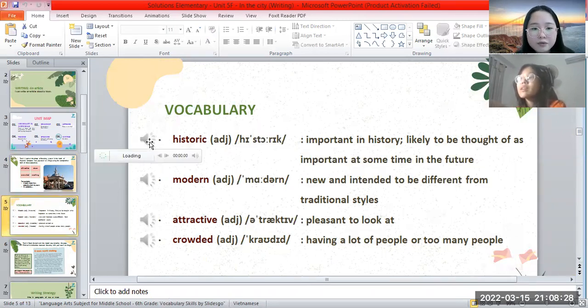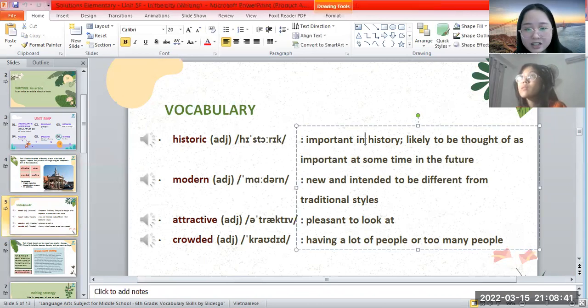So we have the first adjective here, historic. Historic means very important in history, and it is likely to be thought of as important sometime in the future. Just remember that historic means that something is very important. Something is historic means something is very important in history.